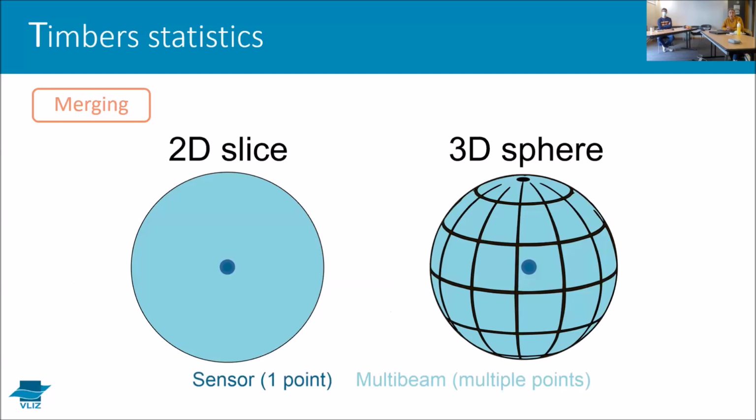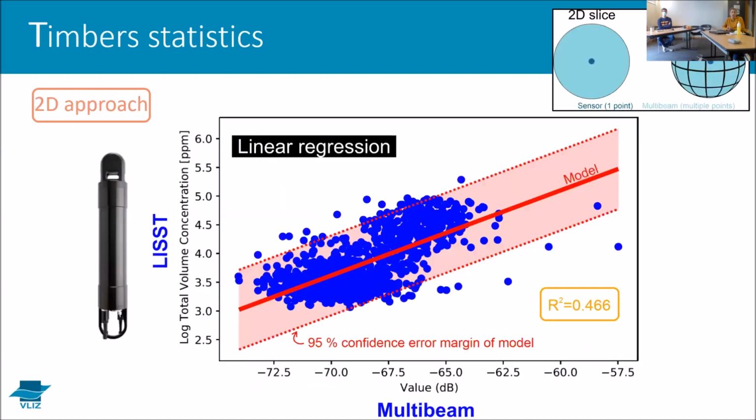So for example, using the 2D approach with a radius of 0.5 meter, this is the statistical correlation between the log total volume concentration from the LISST and the decibel values from the multibeam. So we have an R² of 0.466.